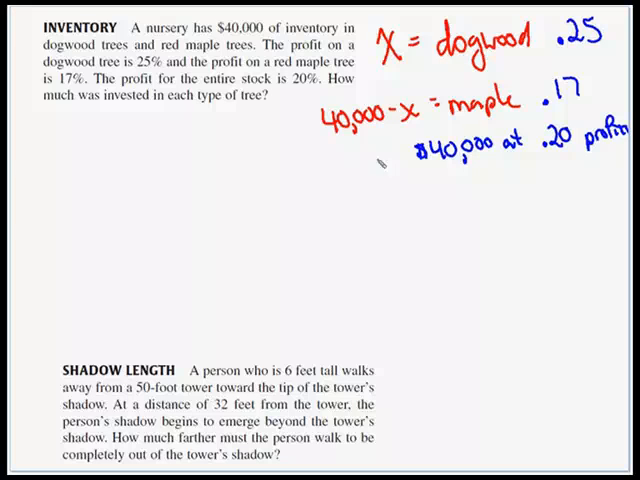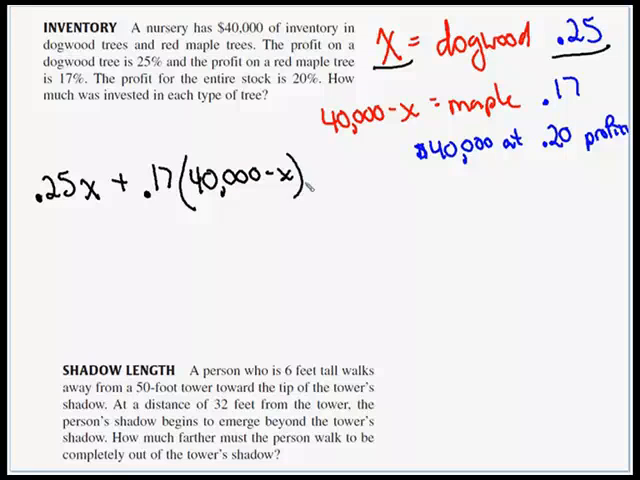So let's set up our equation. We're going to have 0.25x that shows the profit. The profit margin is 25% on the number of inventory invested in the dogwood, 0.25x. And then we're going to add to that the profit from the maples, and the profit for the maples is 17% times the dollar value of the inventory of the maples, and that is the quantity, 40 grand minus x, and that's going to equal the total profit, and that's going to be this 40,000 times 0.20.